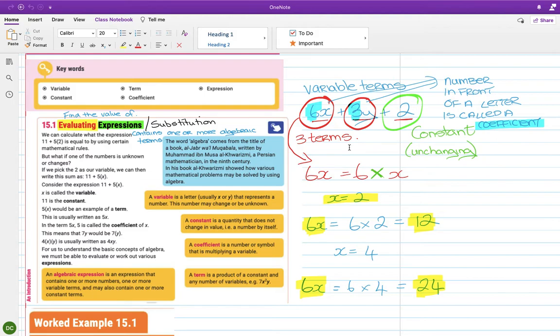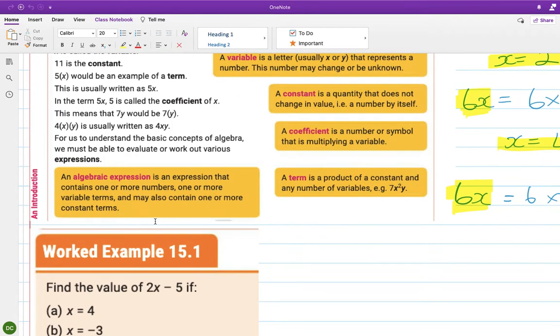Terms, each bit is just a term. So 6x is the first term, 3y is the second term, and 2 is the third term. So there's 3 terms in this expression. 2 of the terms are variable because they have letters. And I explained down here how if you change what the letter is worth, then you change what the term is worth, and as a result, it is variable or changeable. The 2 does not have a letter, so that is unchanging, so that's a constant. And when you have numbers and letters, the number in front of the letter is called a coefficient. So a couple of words there. You need to take all of that down. It's so important.